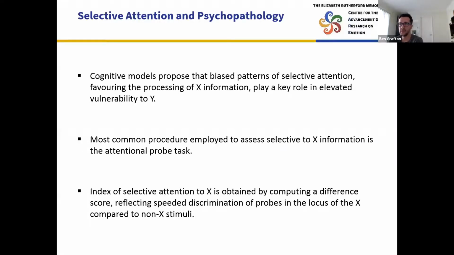And on other trials, have the same thing, and the probe would appear in the location opposite to the target information. And so it's assumed in this task that you are going to be speeded to process the probe if it appears in the location to which you're attending. Therefore, you can get a measure of selective attentional bias by computing a difference score, which reflects speeding to process probes in the location of the target information relative to the non-target information. So if you have an attentional bias to negative information, then you should be relatively speeded to process probes that appear in the location of that negative information relative to the probes that appear opposite to that negative information.